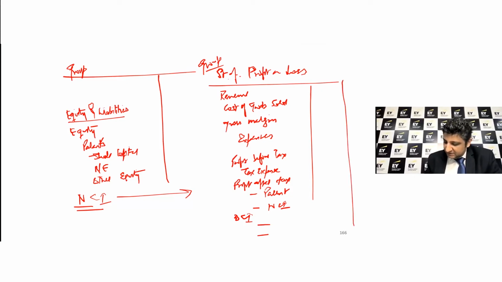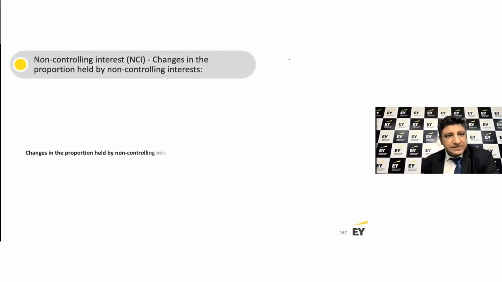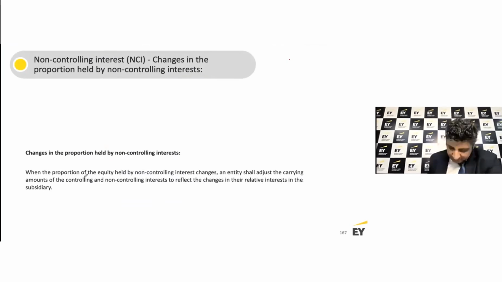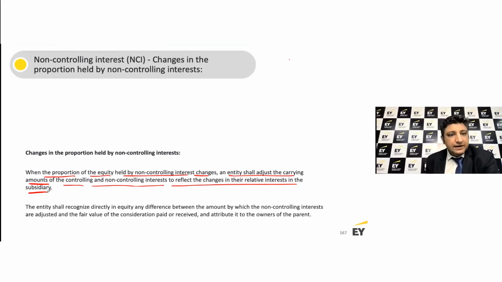This is again the presentation requirement on the face of the consolidated balance sheet and consolidated statement of profit or loss. All right. Now, with respect to changes, when the proportion of the equity held by NCI changes, an entity shall adjust the carrying amount of the controlling and non-controlling interest to reflect the changes in their relative interest, right?